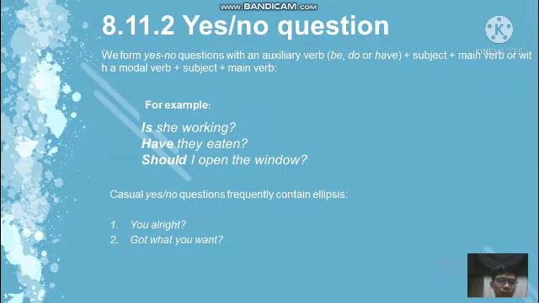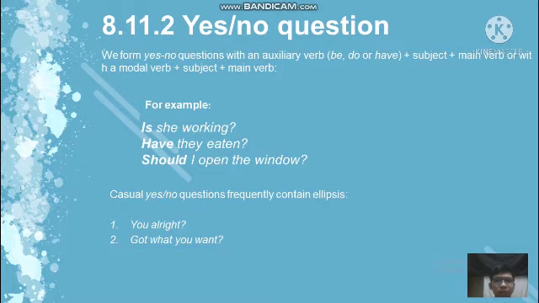So, we form yes or no questions with an auxiliary verb be, do, or have, or with a modal verb, plus subject plus main verb. For example, is she working? We have the auxiliary verb is, plus subject she, plus main verb working.